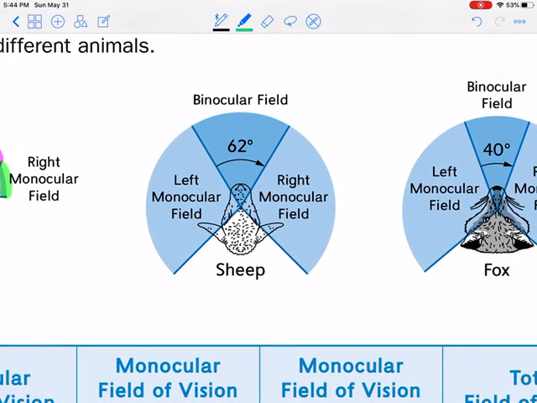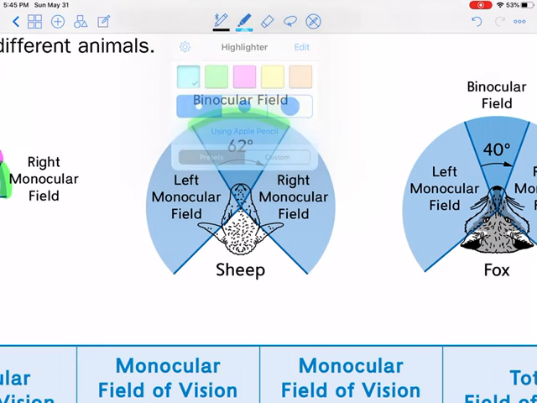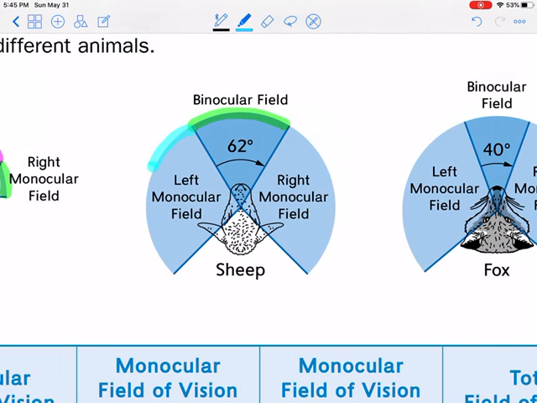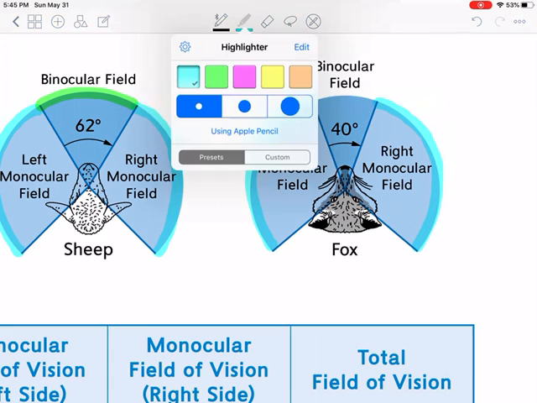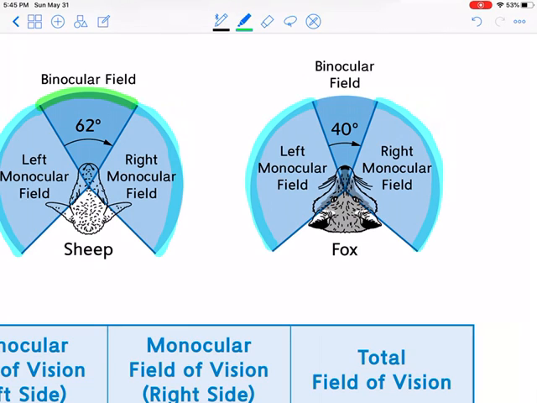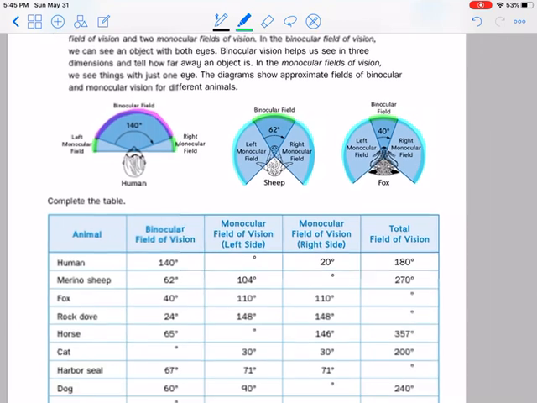Okay, here is your binocular field for a sheep. So here's that dark blue area. They can only see 62 degrees with both eyes. But their monocular field of vision is much greater than a human's, for their left eye and for their right eye. It's very similar for the fox. Their monocular field of vision, where they could see only with one eye, is much greater than their binocular field of vision, which is only 40 degrees.